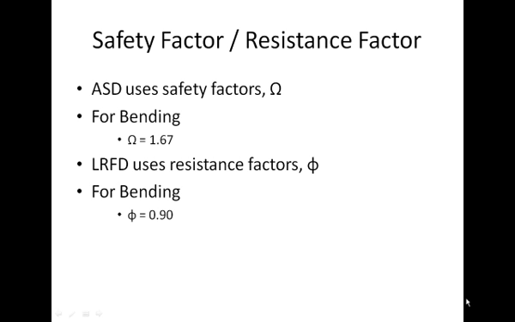The difference between ASD and LRFD largely revolves around the use of a safety factor in ASD and a resistance factor in LRFD. For bending moment behavior or flexural behavior, the safety factor that ASD uses is always equal to 1.67. When using LRFD in bending or flexural behavior, the resistance factor, phi, is always 0.9.